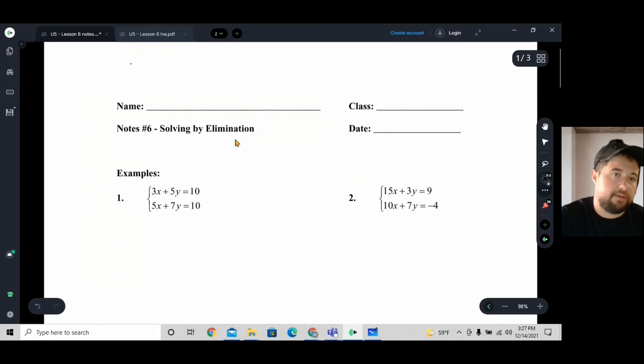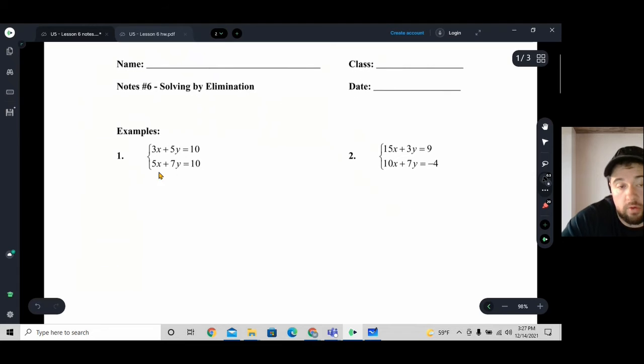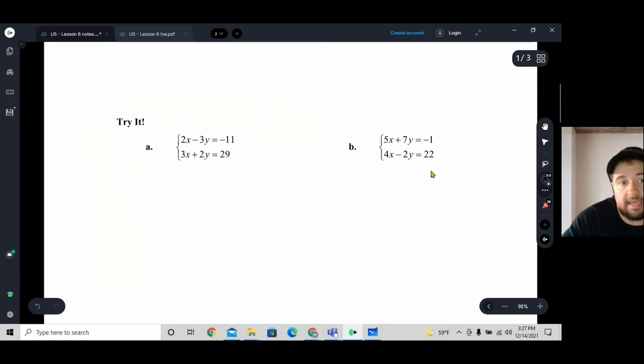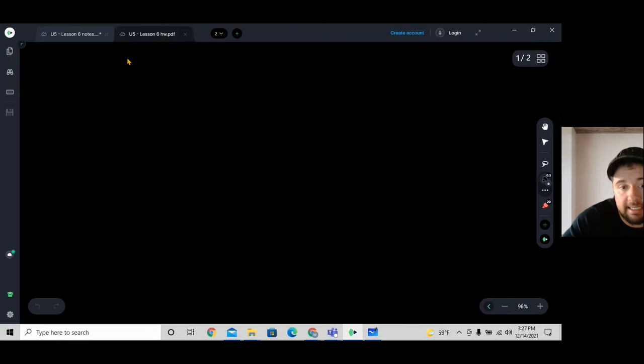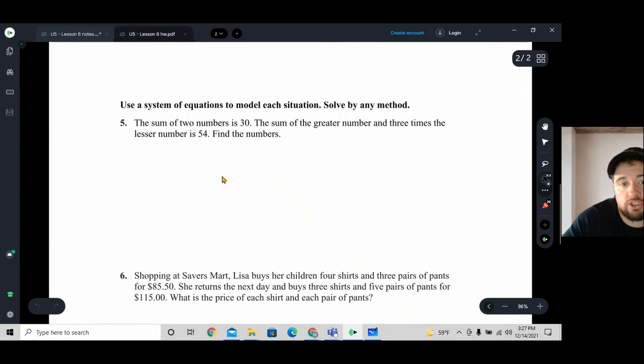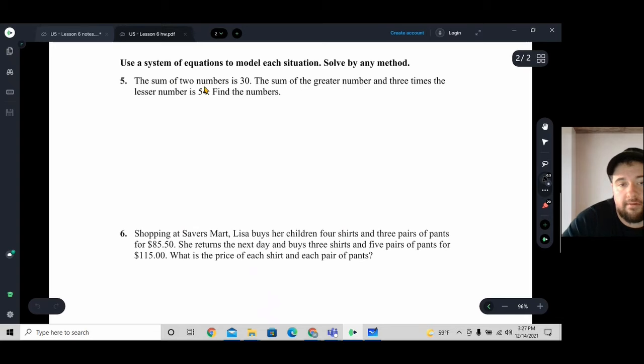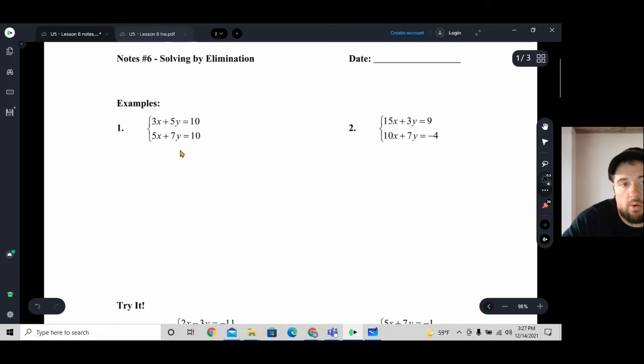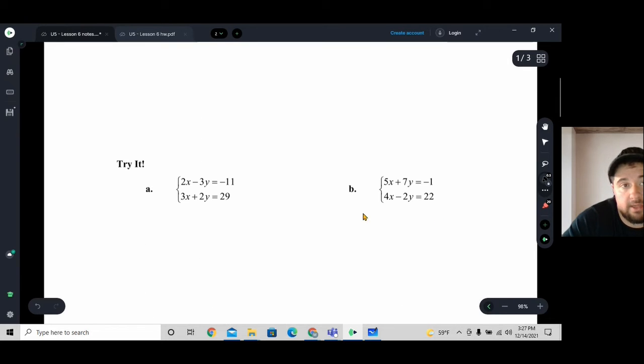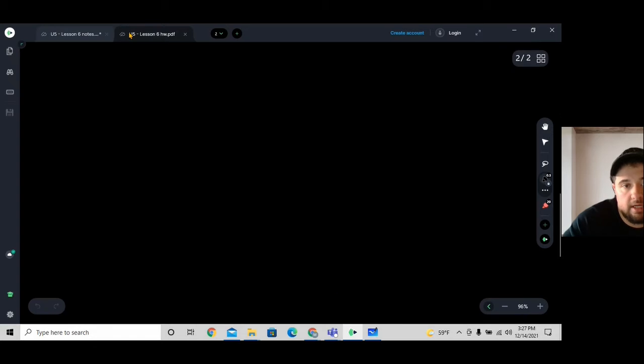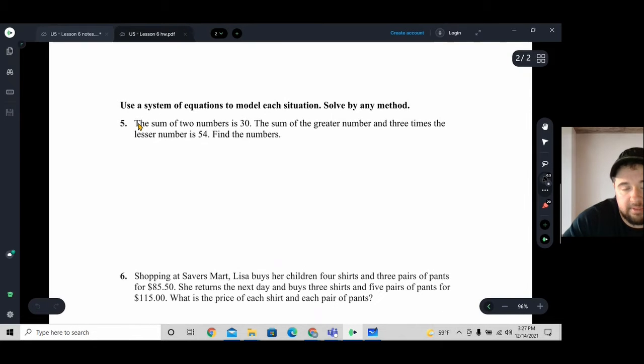Okay. You, by yourself or with the people around you, volume at a low roar, are going to work on problems 1, 2, A and B, as well as the first 2 word problems from the homework for homework number 6. So we'll do that again. You're going to work on problems 1, 2, A and B in the notes, and the word problems 5 and 6 in the homework. Okay? I'll let you guys get to it, and we will come back and we will go over them.